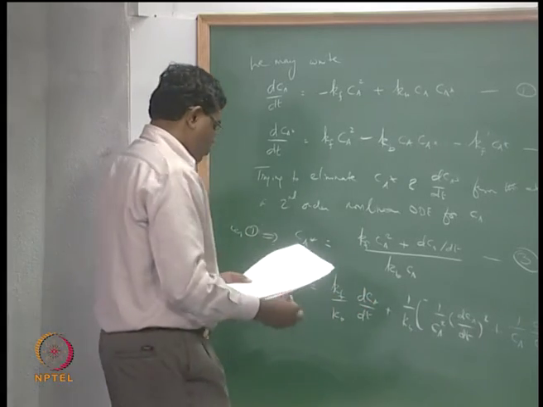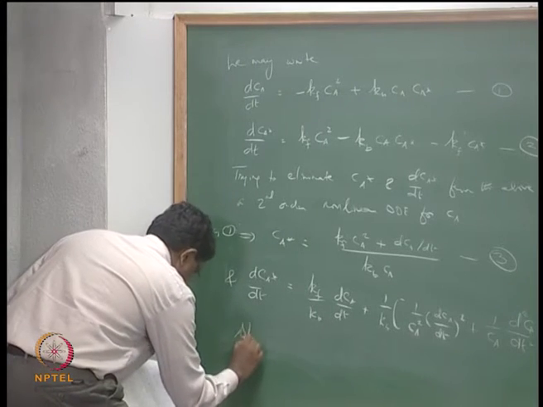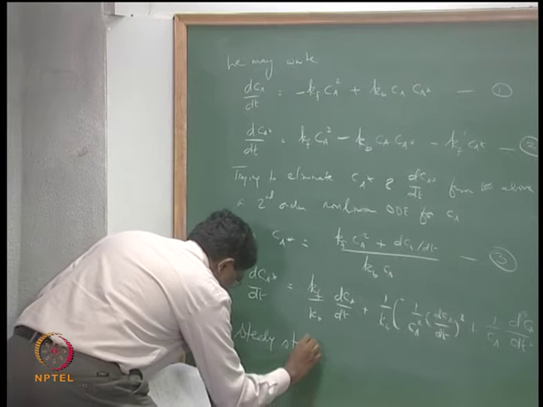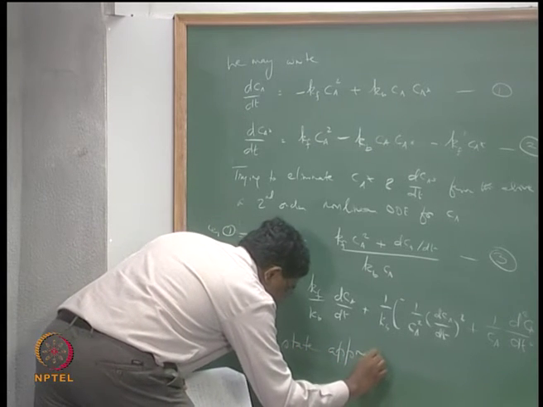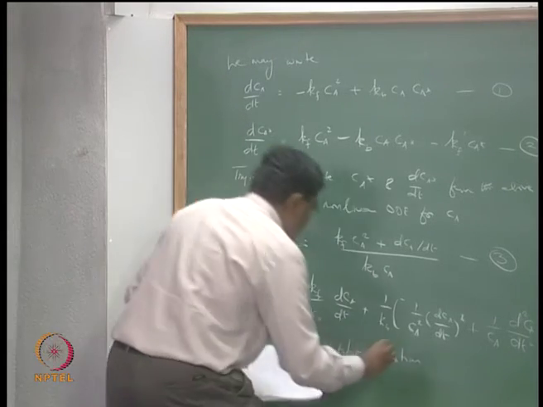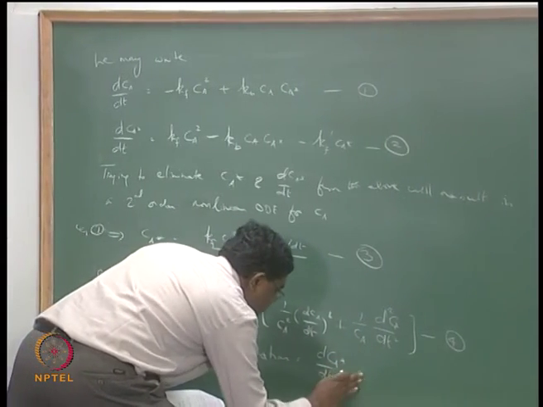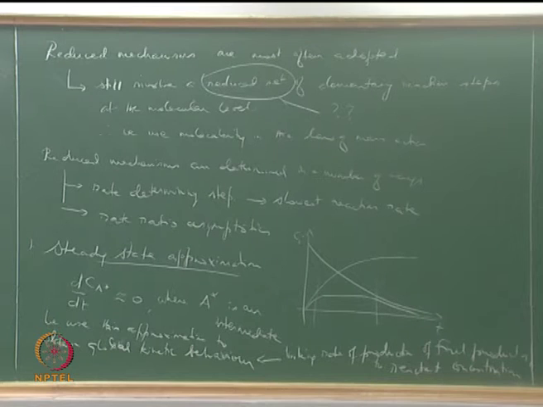Okay. Instead what we want to do is steady state approximation, which means that we now say dCA star divided by dt is approximately equal to 0. That is exactly what we started out with to consider, right. So do this and then we will try to take it up from here and see what we get next class.